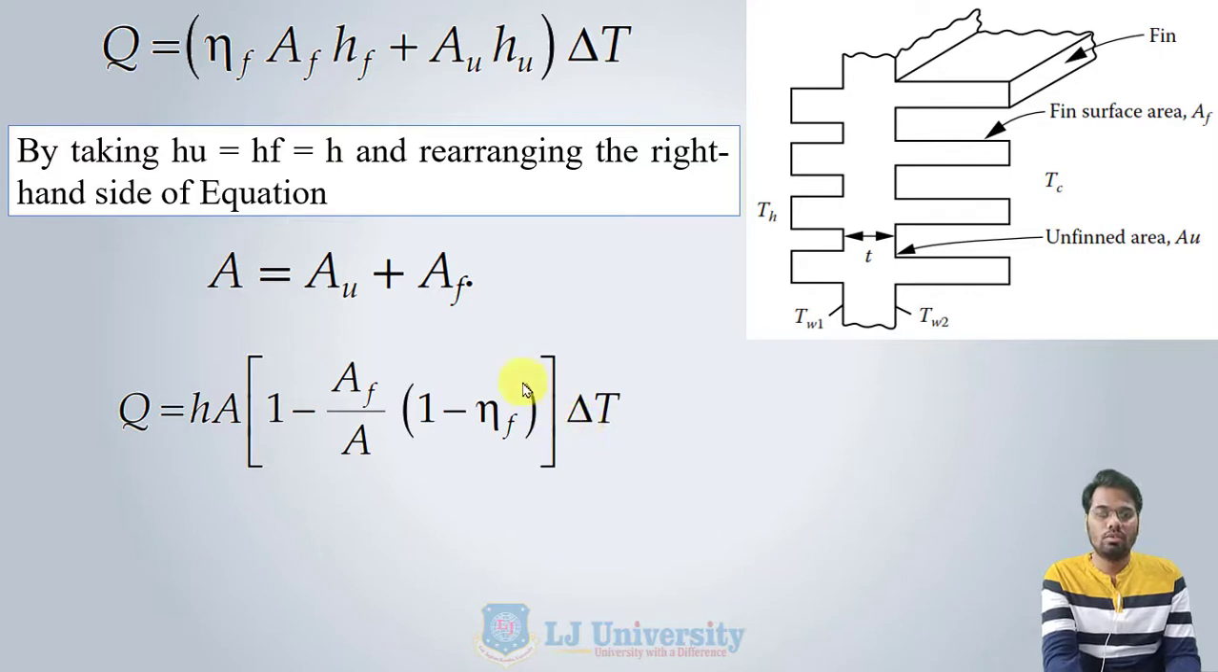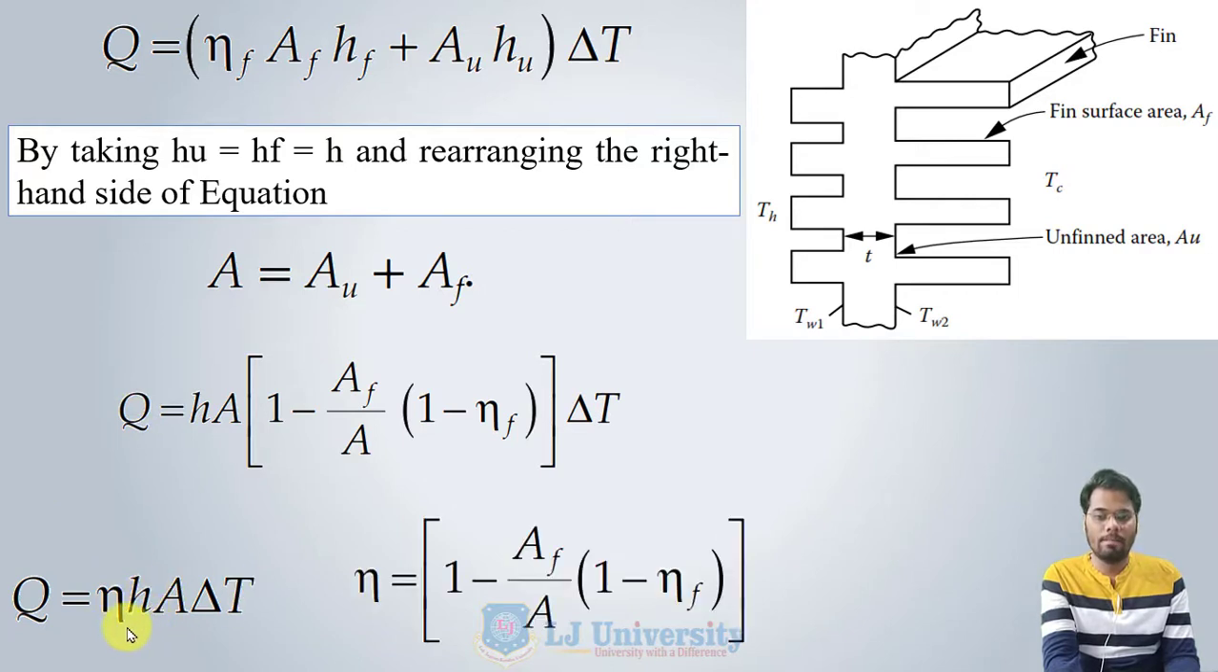So we have replaced AU from the equation. Instead of AU we can write A minus AF. So putting A minus AF instead of AU and putting HU is equal to HF is equal to H, we will get this equation. So Q is equal to N0 HA delta T, where this overall efficiency is 1 minus AF upon A, in bracket 1 minus NF.